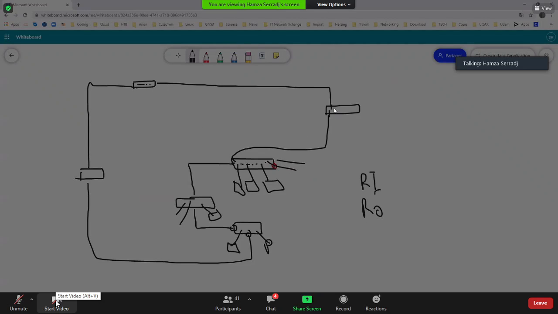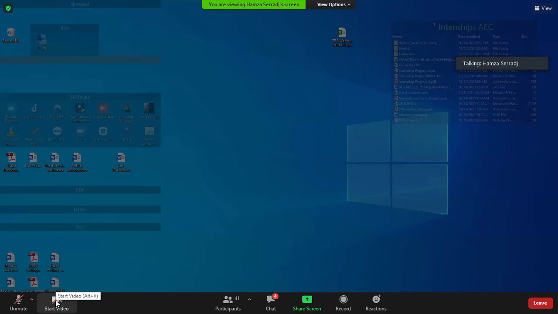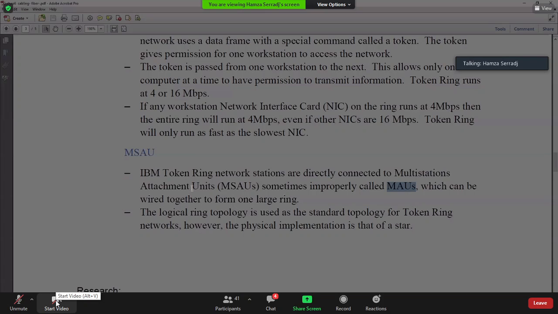Right. And this is how you build your ring. And here you're going to have several computers also. Right. This is the real shape of token ring. So you see, it's not circular at first. It's not that the computers are somehow soldered into the main wire, right? But you have devices that allow you to do that, right? They are called MAU, or multi-station attachment unit.